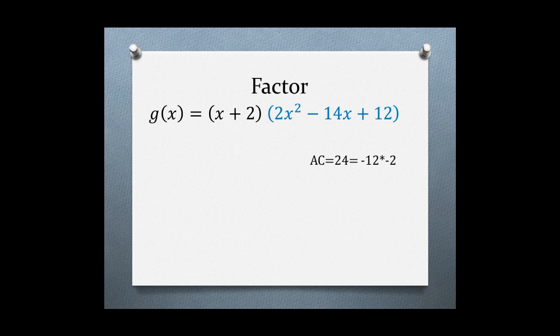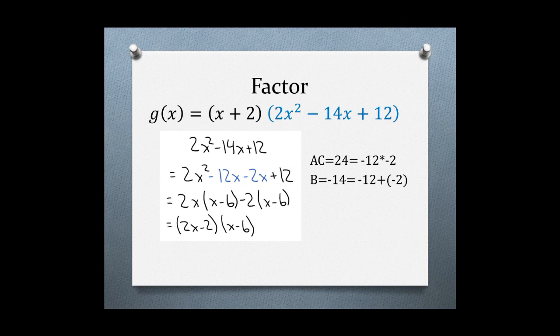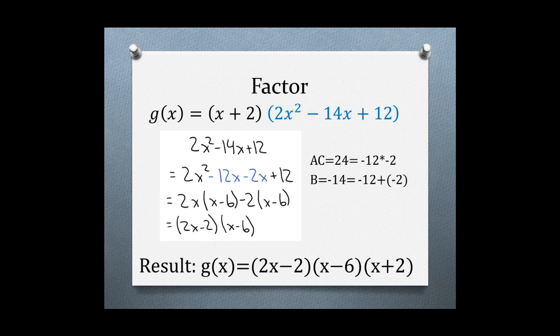So we find that 2 times 12 equals 24. And we also know that the b value must equal -14. So -12 times -2 is equal to 24, and -12 plus -2 is equal to -14. So we put them in, and we find that the other factors of the equation are 2x minus 2 and x minus 6. So our final factored form is 2x minus 2, x minus 6, and x plus 2.